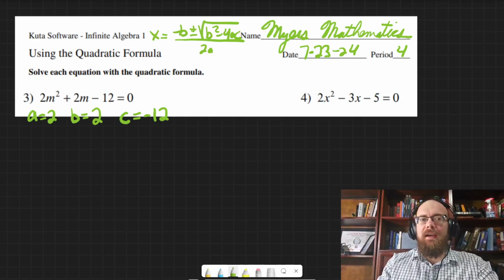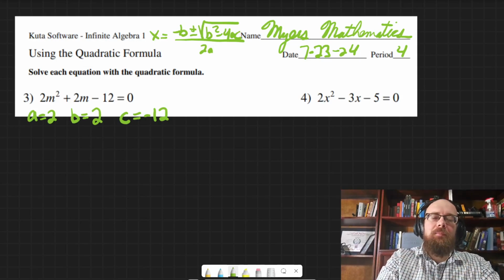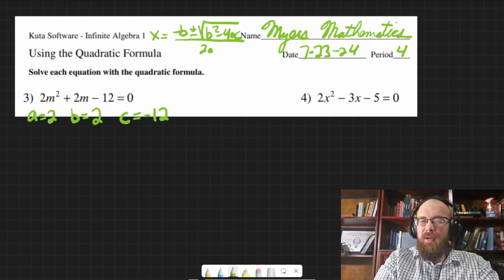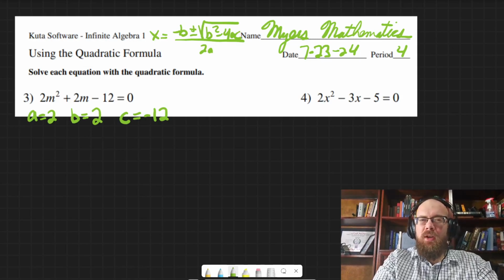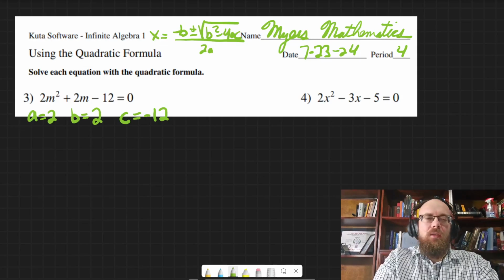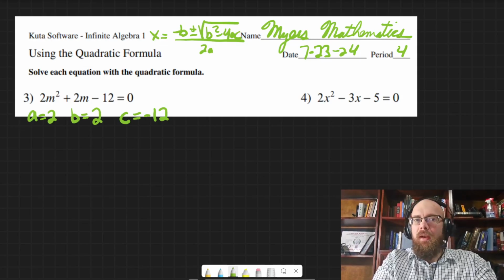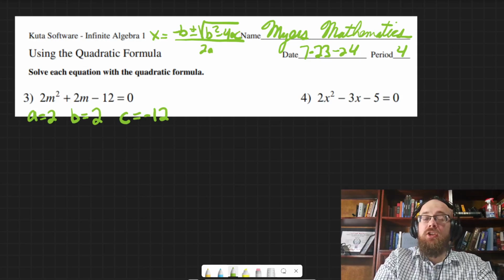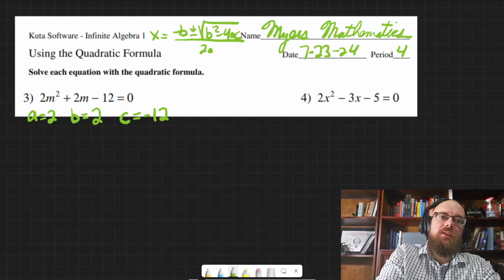You don't necessarily have to write it out every time, but if you're just starting out with this, I would recommend writing them out, just until you get the hang of it, and especially if you're not getting the right answers just yet, if you're having trouble with it. So that's what I would recommend. If you're a more seasoned expert, then maybe just acknowledging what A, B, and C are, making sure you have the right signs especially. All right, so let's go ahead and start.